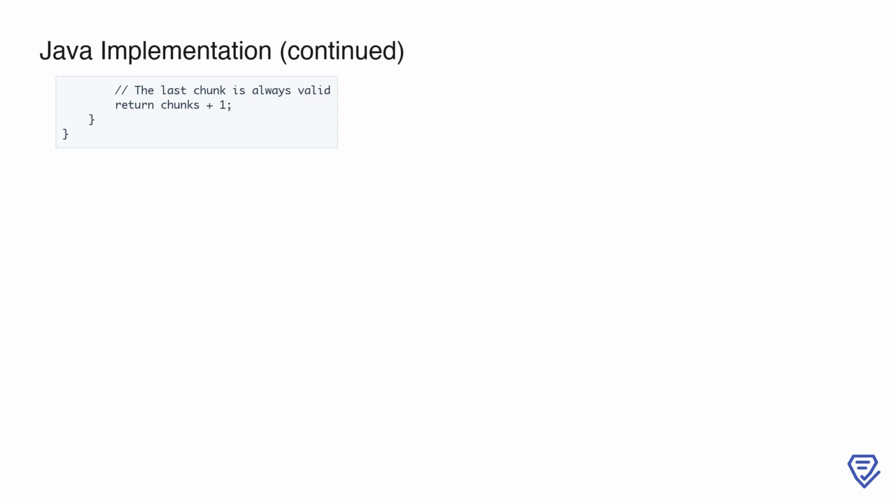If the maximum value on the left is less than or equal to the minimum value on the right, it indicates that the current index is a valid boundary for a chunk. We increment the chunks counter each time such a boundary is found. Finally, we return chunks plus 1 because the last segment of the array will always form a valid chunk. This implementation efficiently calculates the result in O(n) time, making it suitable for large inputs.